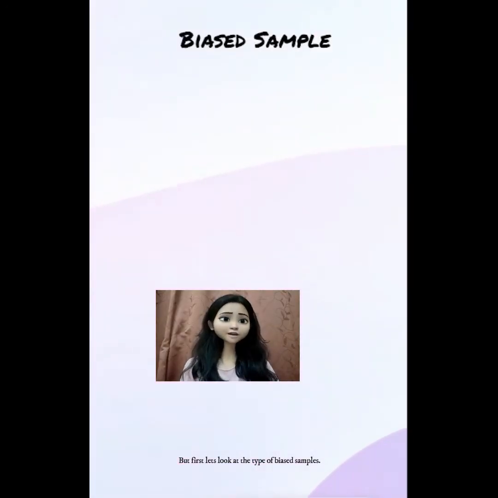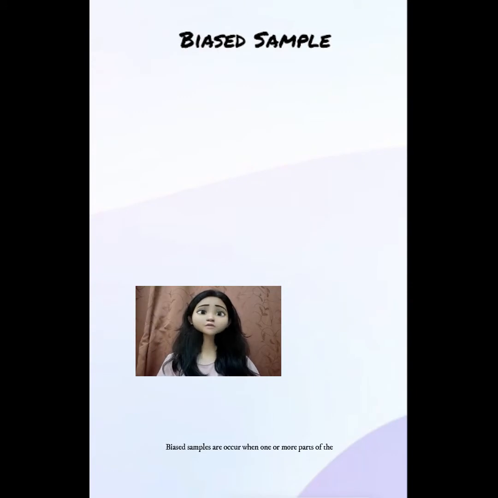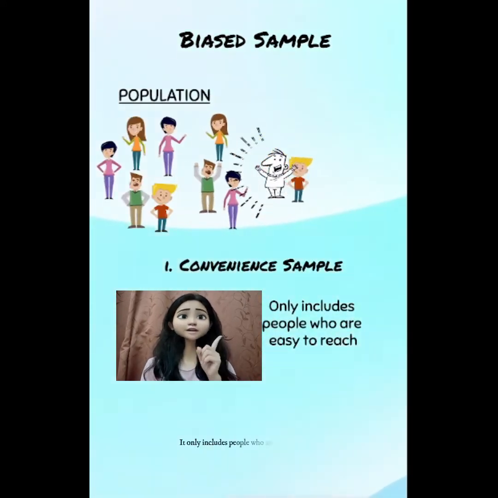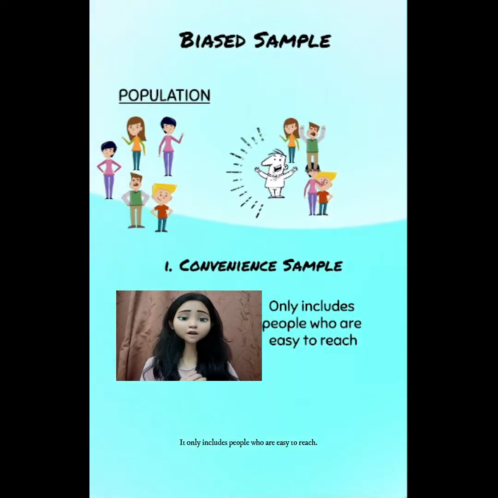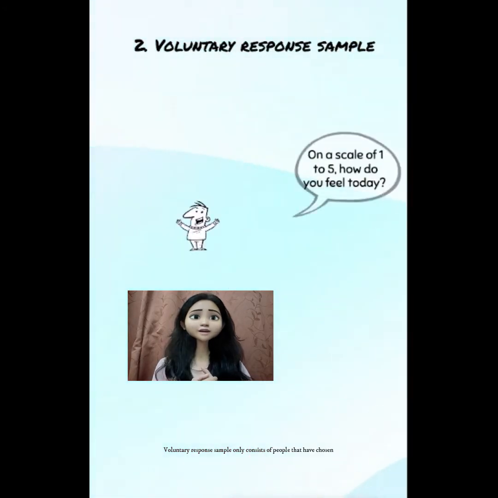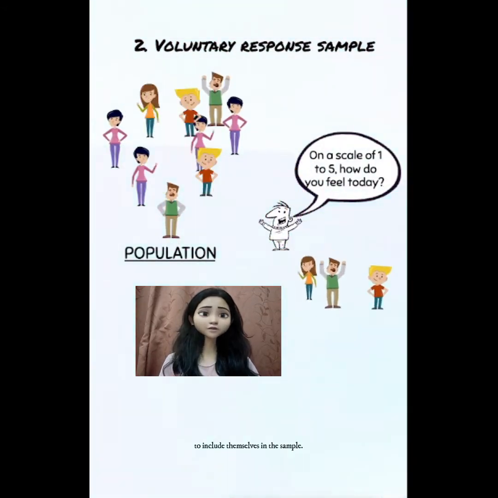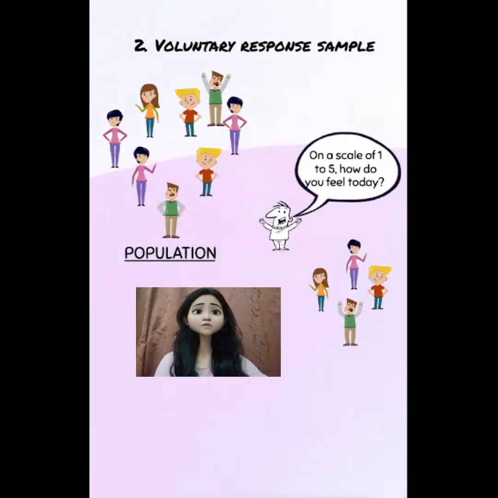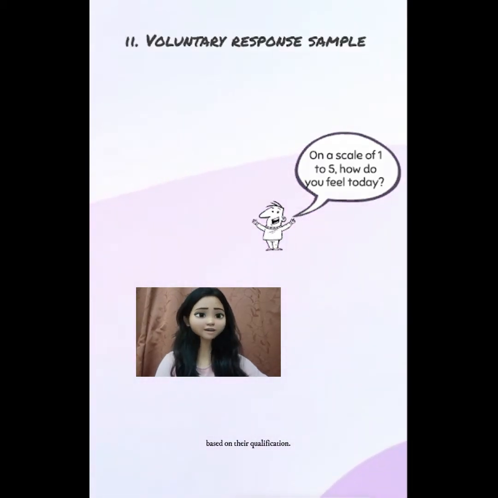But first, let's take a look at the types of biased samples. Biased samples occur when one or more parts of the population are favored over others. The two types of biased samples include the convenience sample. It only includes people who are easy to reach. A voluntary response sample only consists of people that have chosen to include themselves in the sample. In other words, the researcher lets the people willingly come to him instead of selecting them based on their qualification.